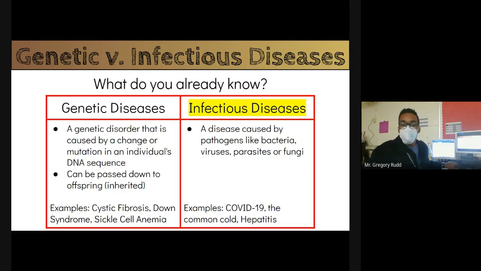Both can be fatal. Both can be chronic, meaning that we don't have cures for certain genetic diseases, and we also don't have cures for infectious diseases. So in some cases, unfortunately, people will be dealing with them for their entire life. But both, in some cases, we can treat, or we can at least provide some mitigating responses to limit the severity of the disease.